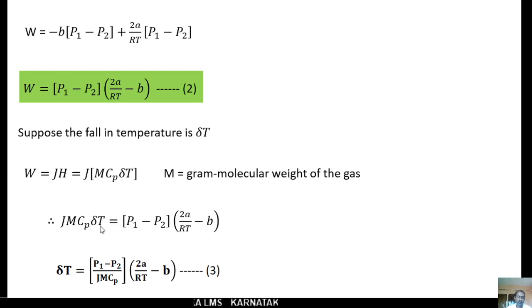We get Jm into Cp into delta T equals, you write the RHS the same, P1 minus P2 into 2A by RT minus B. Therefore, delta T equals, you just cross multiply Jm into Cp towards the RHS, it becomes P1 minus P2 divided by Jm Cp into 2a by RT minus B. Let it be equation 3.